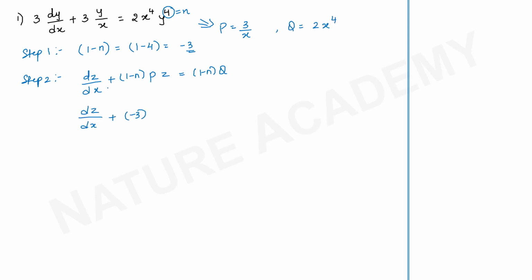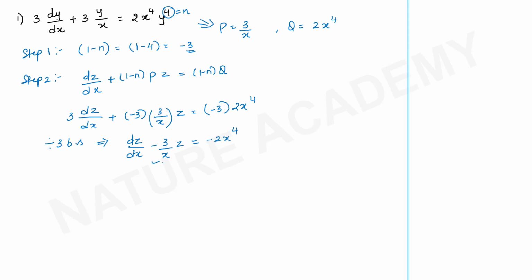We have dz by dx plus minus 3 into p is 3 by x into z is equal to minus 3 into 2x raised to 4. Now I have to write whatever the number is there as it is, because this is a constant. So 3 into dz by dx. Now divide the entire equation on both sides by 3 so that you get rid of this 3 here. You have dz by dx minus 3 by x into z is equal to minus 2x raised to 4.